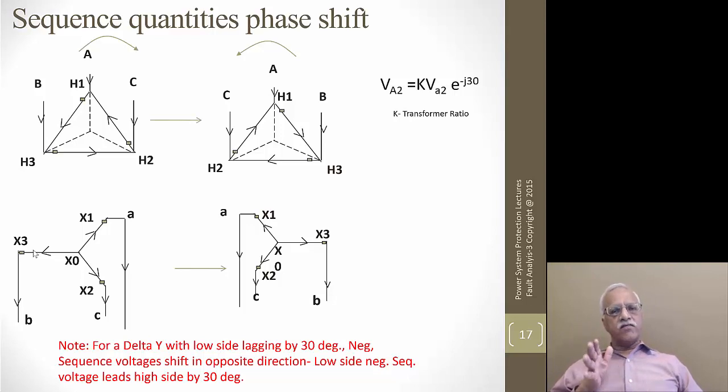At the fault point, we converted all the phase quantities to sequence quantities. And when you are going through a transformer from one voltage level to another voltage level, you have to apply this phase shift. When you apply the phase shift, the positive sequence gets shifted the way the winding configuration is, whereas the negative sequence gets shifted opposite to the way the windings are configured. It is a very important thing. You have to remember this.